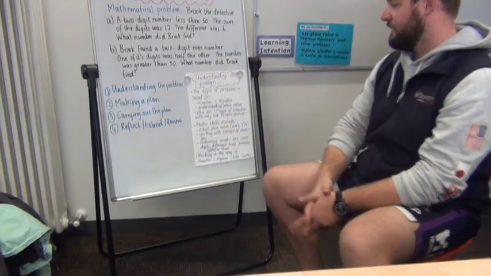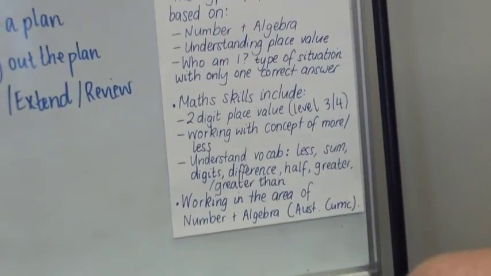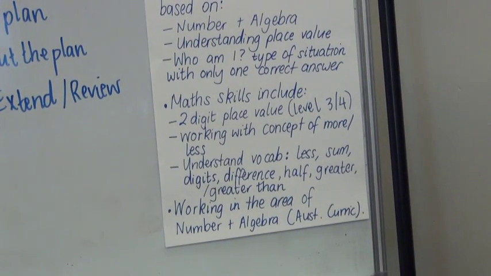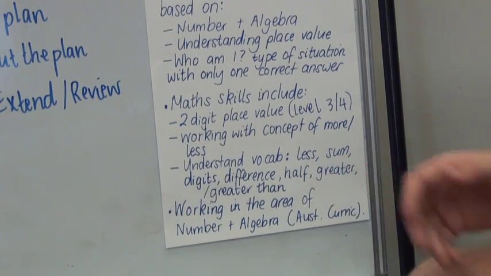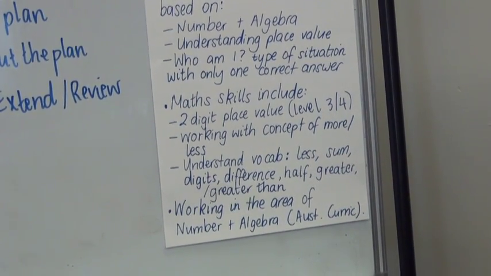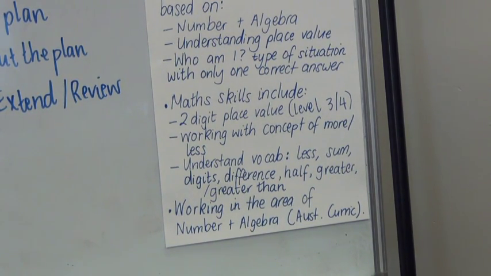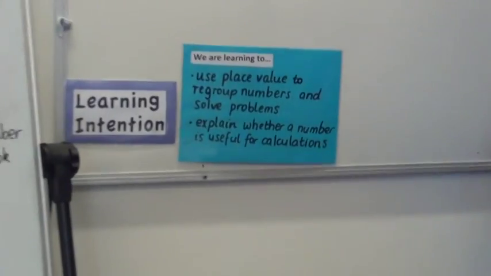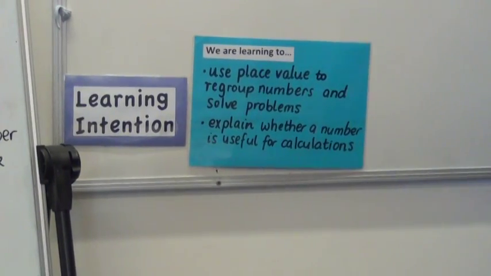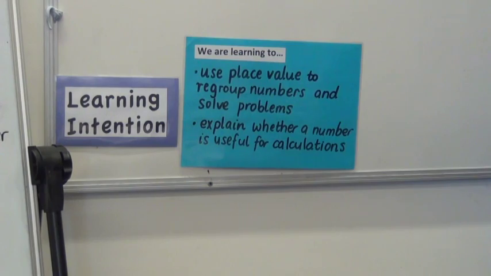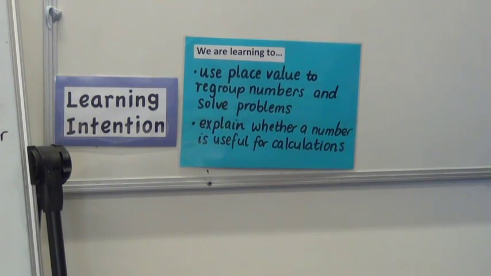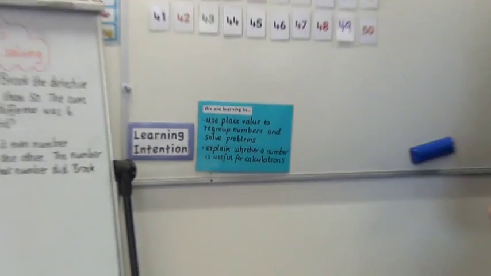The math skills today include two-digit place value, which is level 3 and 4 in the Australian curriculum, working with the concept of more and less, and understanding the vocabulary: less, sum, digits, difference, half, greater, and greater than. So the learning intention today is we are learning to use place value to regroup numbers and solve problems, and explaining whether a number is useful for calculations.